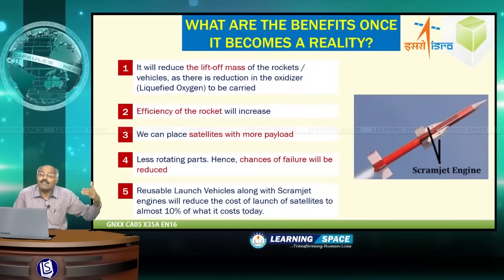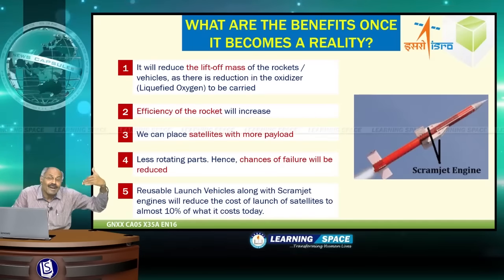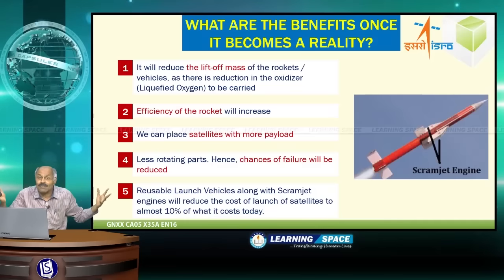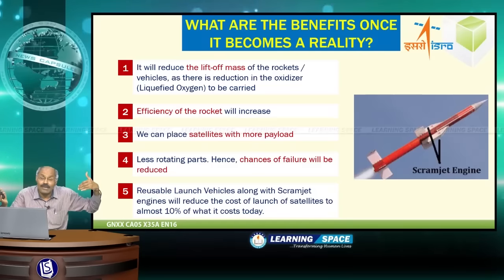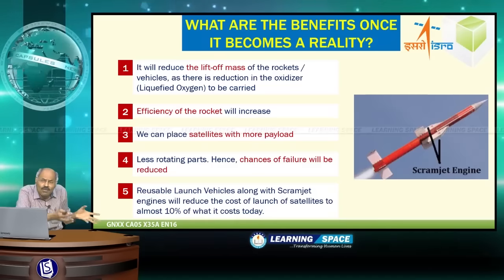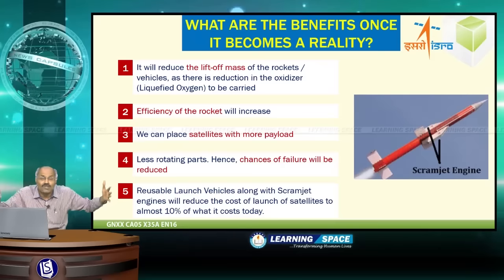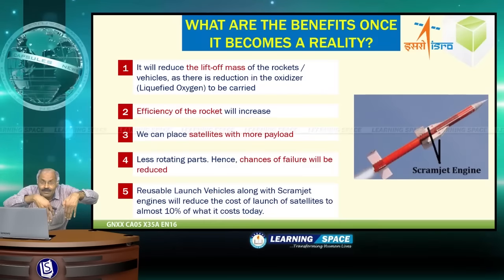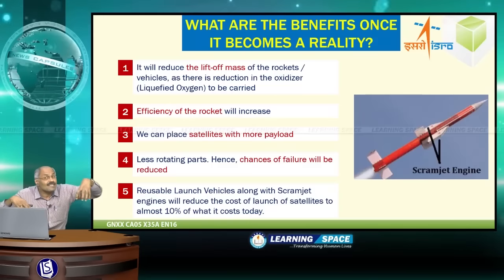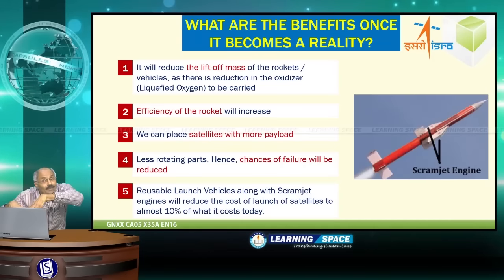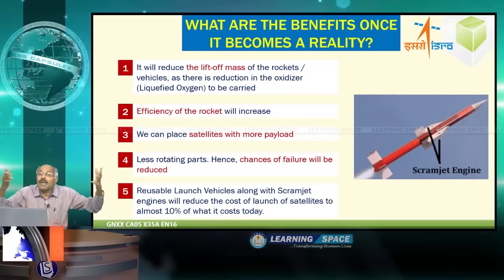Once it becomes a reality, it will reduce the lift-off mass of the rockets or vehicles, as there is a reduction in the liquefied oxygen to be carried. Efficiency of the rocket will increase and there will be fewer rotating parts. That's why chances of failure will be reduced, and reusable launch vehicles along with the scramjet engines will reduce the cost of satellites to almost 10% of what it is today. If today it is costing 1 crore rupees, it may cost only 10 lakh rupees once this reusable launch vehicle technology and scramjet becomes a reality. Maybe 10 years, 15 years down the line, these two technologies may become reality.